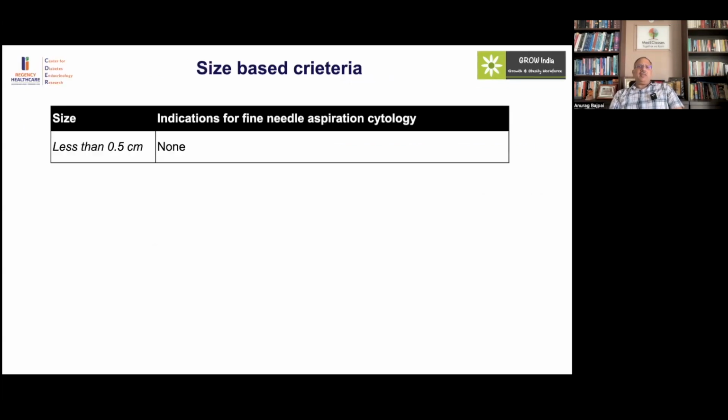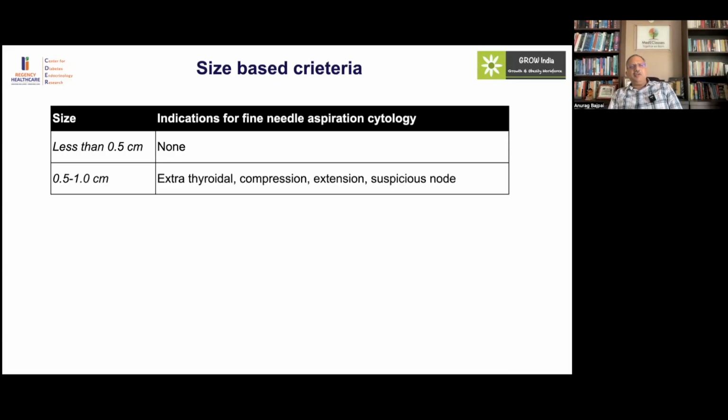So just to summarize, if you have a lesion which is less than 0.5 centimeters, you don't need to do an FNAC. You can follow up on this lesion. If it's 0.5 to 1 centimeters with features of invasion, like extrathyroidal extension, compression, or a suspicious nodule, you don't wait, you do an FNAC.